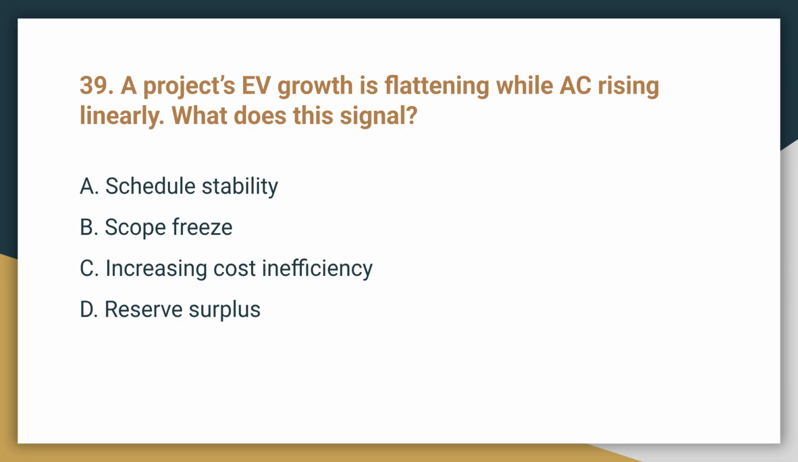Question 39. A project's earned value, or EV, growth is flattening while actual cost, or AC, is rising linearly. What does this signal? The correct answer is C, increasing cost inefficiency. This trend means less value is being earned for every dollar spent.